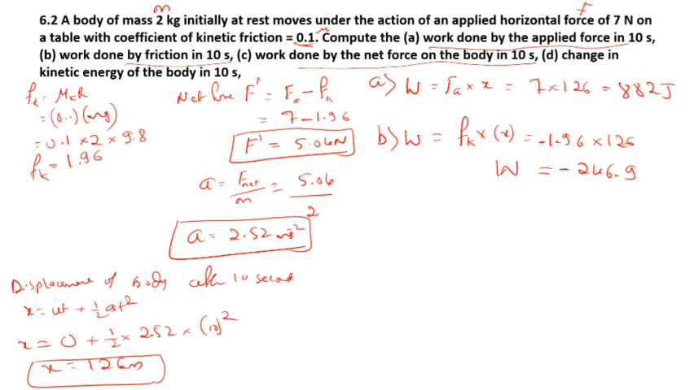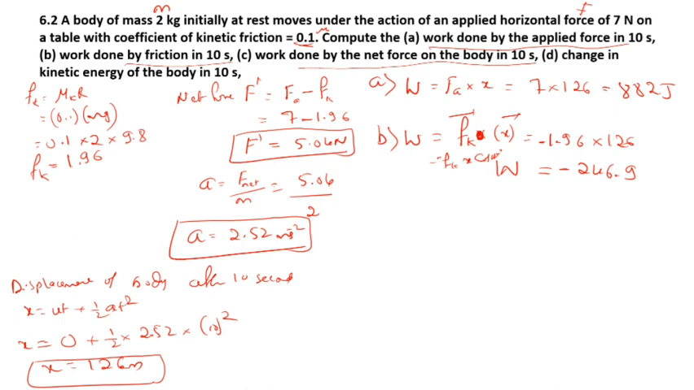Here F and the displacement are in opposite direction. So we'll write it as Fk into x into cos of 180 degree. Cos of 180 degree is minus 1, so that's why W is negative here.